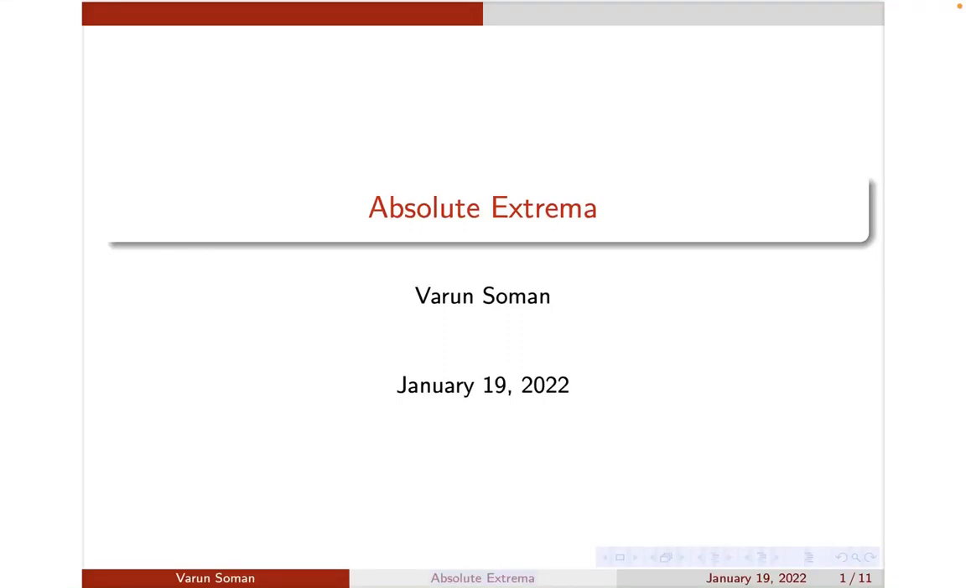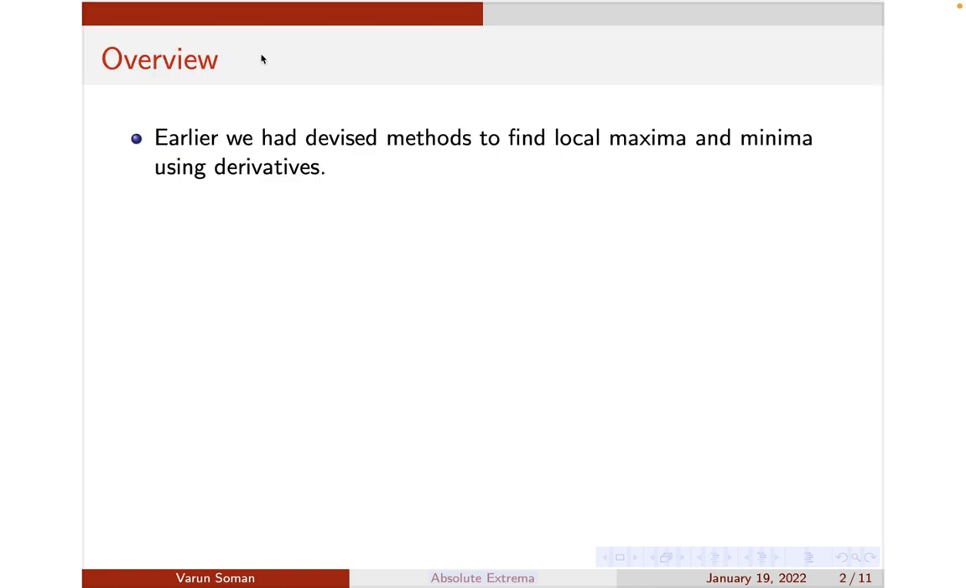In the previous session, we had discussed maxima and minima, relative maxima and minima. So in this session, we will be discussing a related topic called absolute maxima and minima, just like in one variable calculus. I hope you remember the methods which were used in one variable calculus.